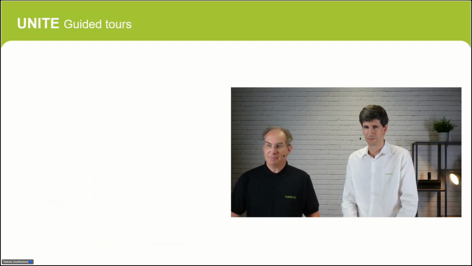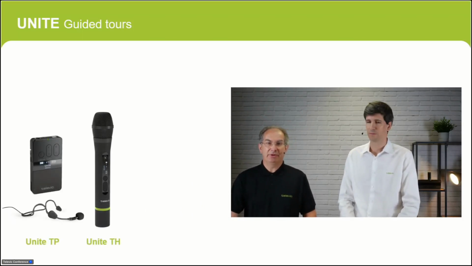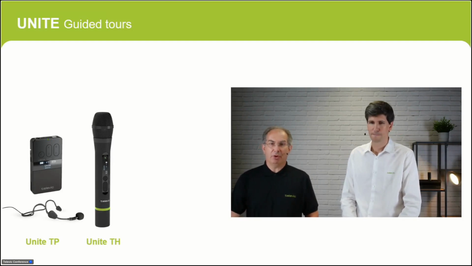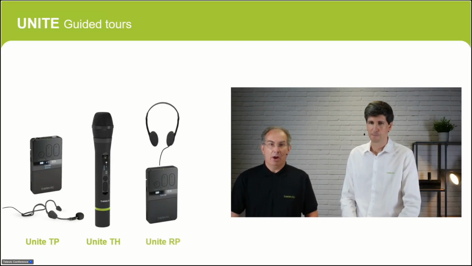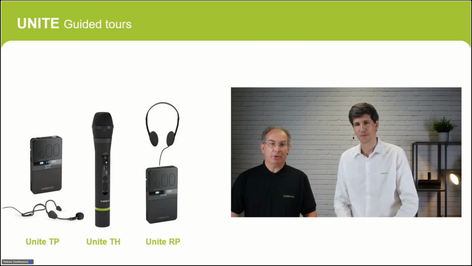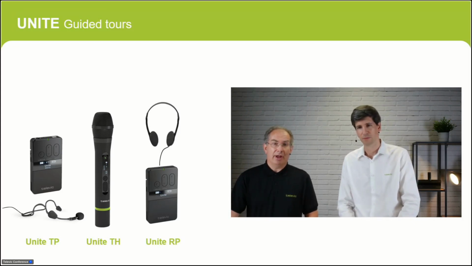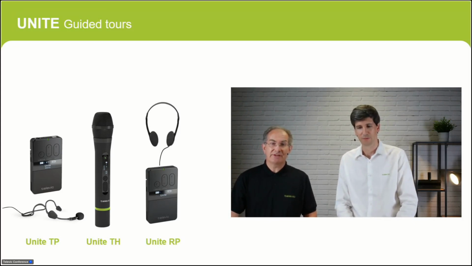First of all, you need a transmitter for the guide. There are 2 different kinds of transmitter. Pocket transmitter, you need the TP. You can connect different types of microphone or headset, or else use the internal microphone. Handheld microphone, you need the TH. Secondly, every person that follows the tour needs a Unite RP with a headphone.